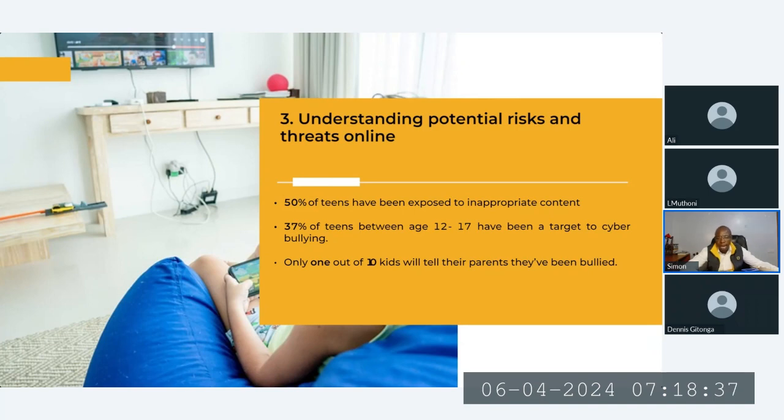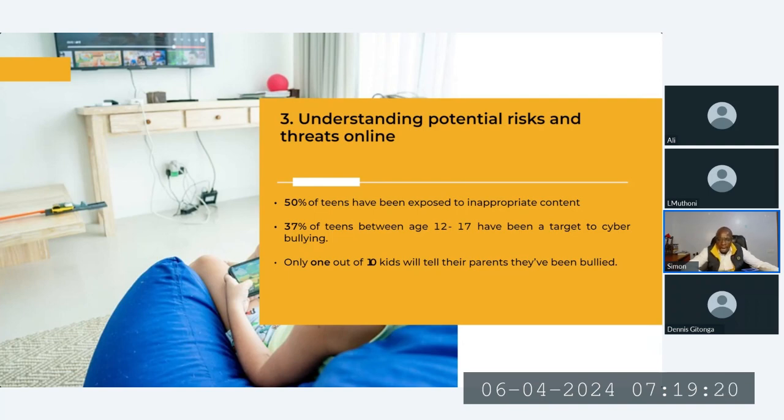We have come to know that 50% of teens have been exposed to inappropriate content. Inappropriate content means vulgar language. It also means explicit images, pornography, and all sorts of material that is not fit for their age. When you look at this, it means that of any two teens, one of them has been exposed to inappropriate content. This is why this is very important, and your child needs this level of protection to not add to these statistics.